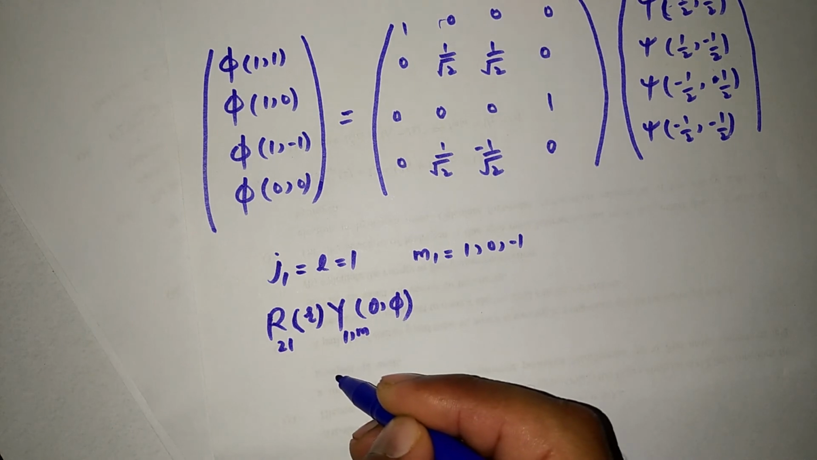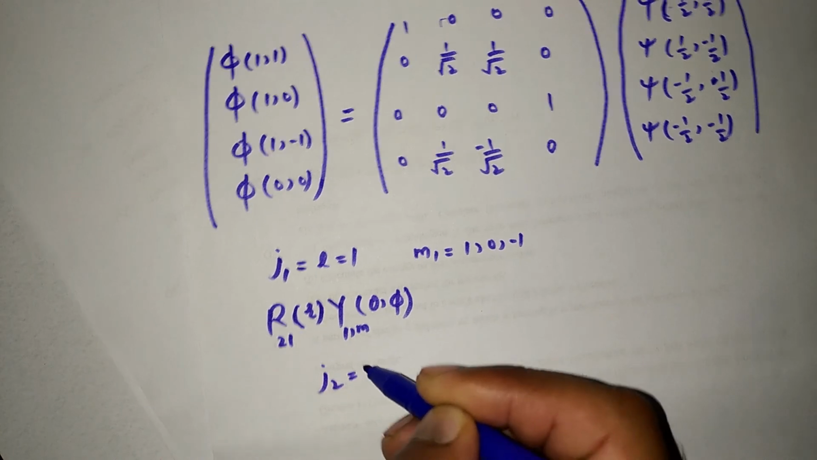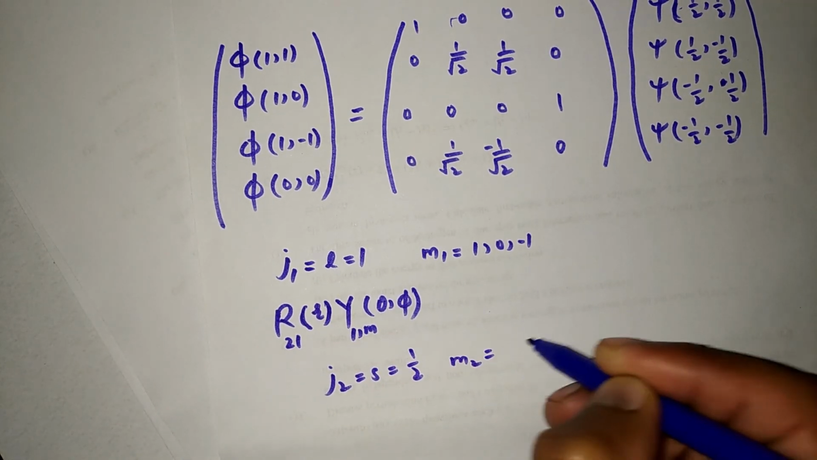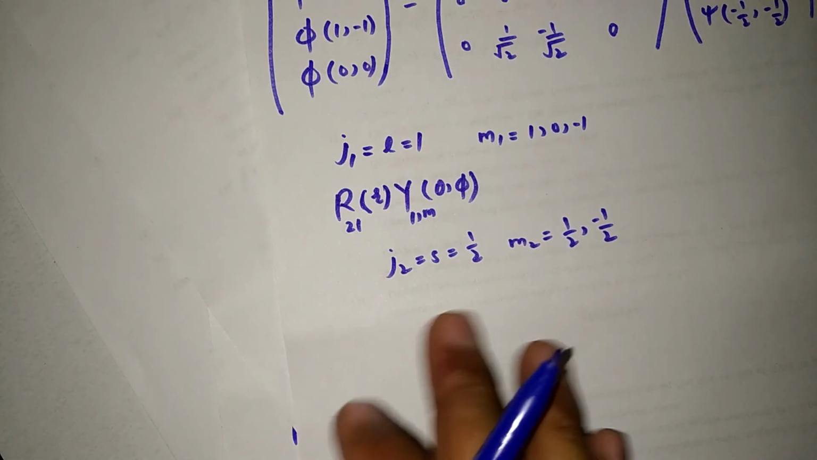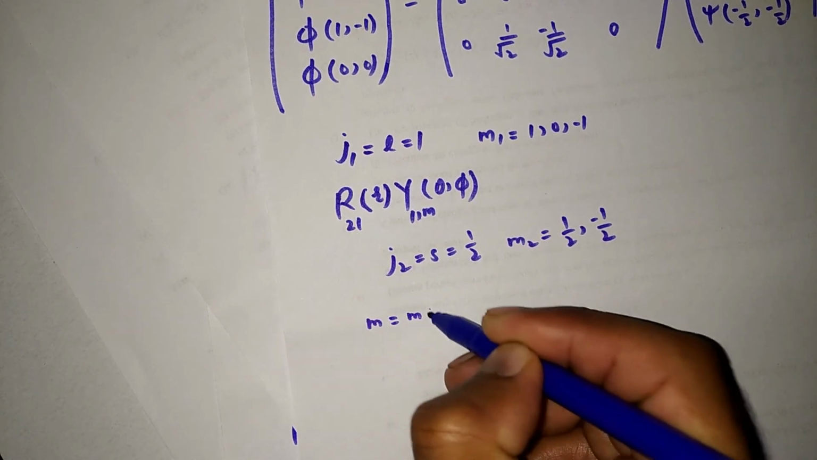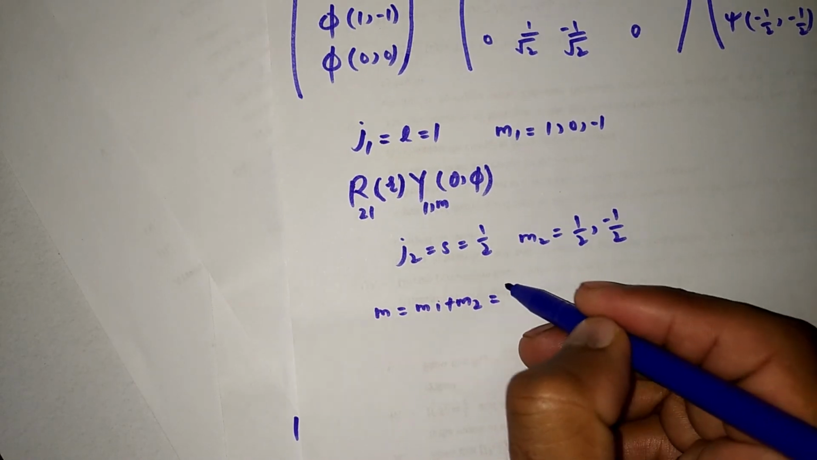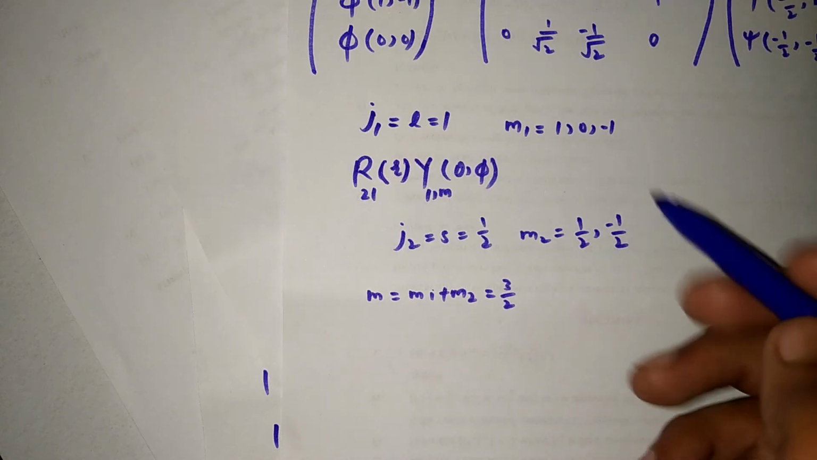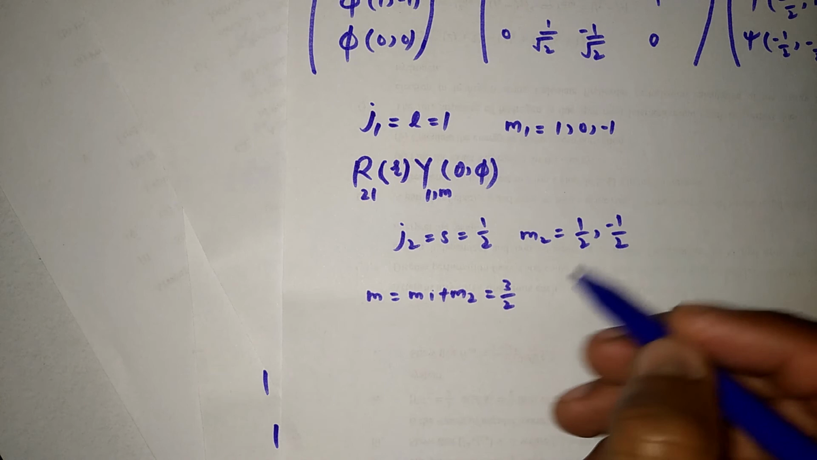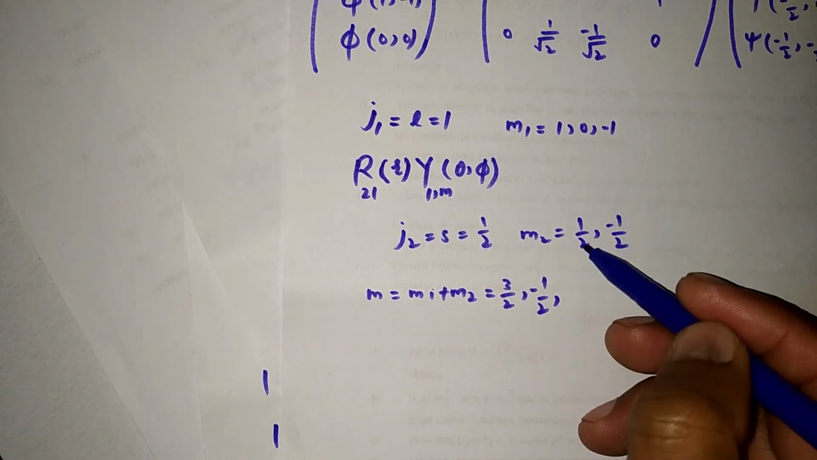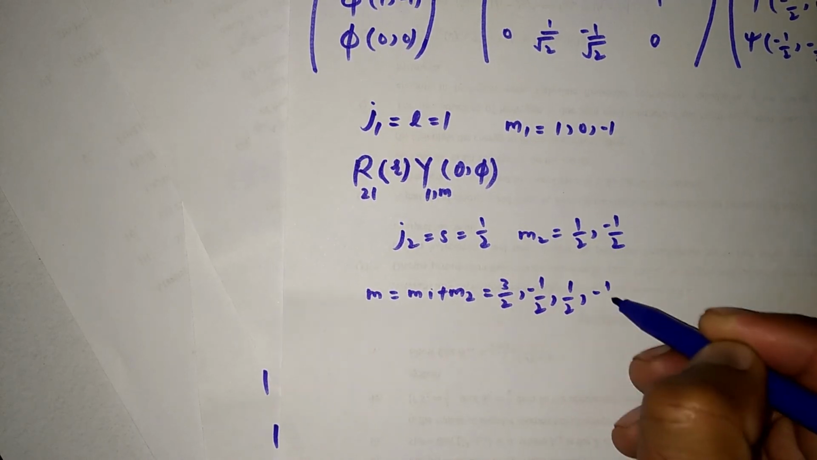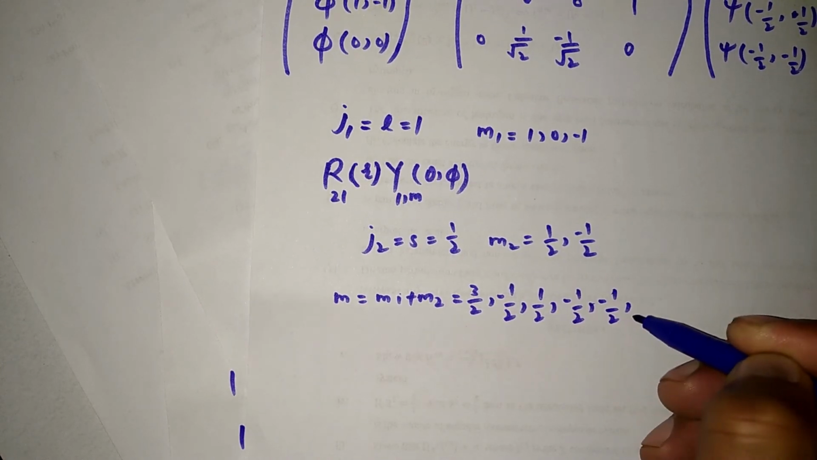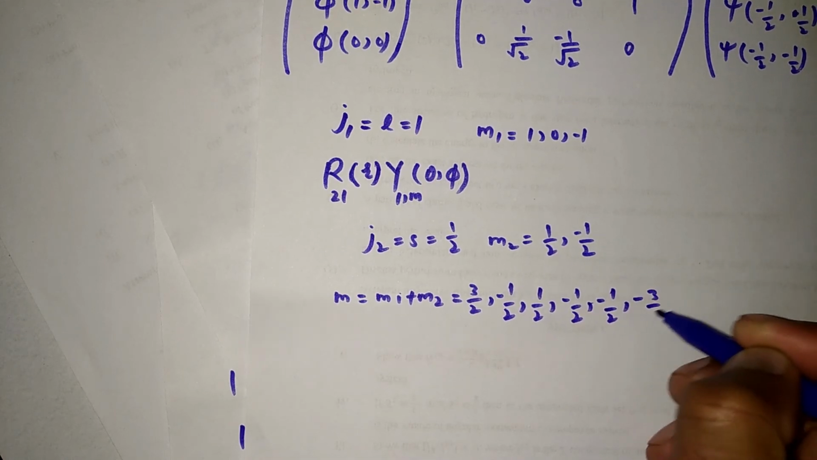And let also the electron has spin, let J2 is equal to S, which is equal to half. Then for this, M2 takes the values of half minus half. And M will be equal to M1 plus M2. And it takes the values 3 by 2. When this is added with this one, and 1 is added with minus half, this is 1 over 2. 0 and half, this will be 1 over 2. 0 minus half, minus 1 over 2. Minus 1, half, this is minus 1 over 2. And minus 1, minus half, this is minus 3 over 2.